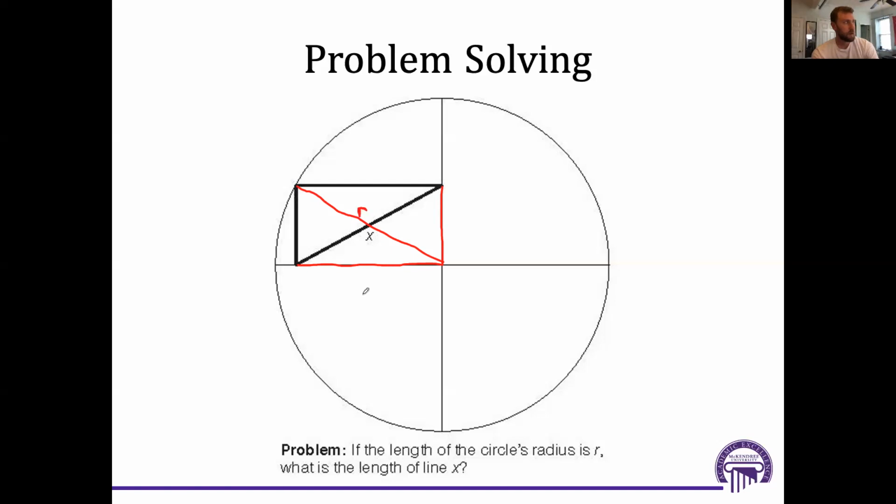But another thing I know is that since this is a rectangle, this line segment here is equal to this line segment here. So I know they're of equal length. And so the correct answer here is that, again, x equals R, right?